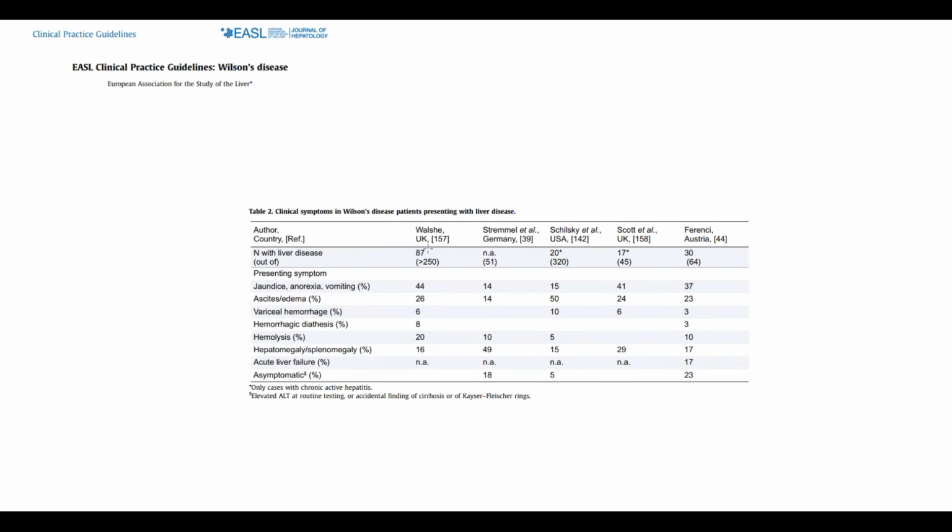Here we can see the most recent guideline on Wilson disease. And because liver injury is the most significant feature of Wilson disease, let's discuss the most common clinical manifestations of liver injury. First of all, Wilson disease can cause jaundice, anorexia, and vomiting. The reason is that with liver injury, hepatocytes die, and bilirubin molecules that were contained inside the hepatocytes enter into the blood.